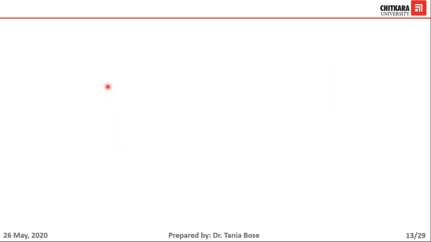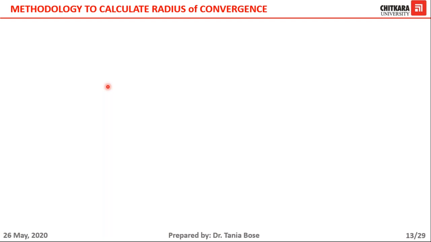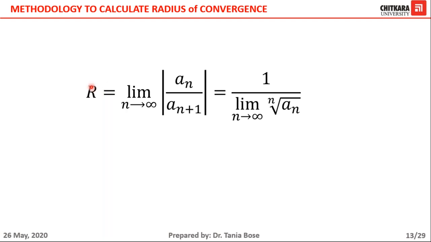Okay. Next is, how do we calculate the radius of convergence? We have just said that mod of z minus z naught equal to R is the circle of convergence. Now the next important thing is, how do we calculate that R? How will we fix that value of R for any power series? So this is the method. To calculate the radius of convergence, R is always equal to limit n tends to infinity mod of a n upon a n plus 1. It is also the same as 1 upon limit n tends to infinity nth root of a n, right?